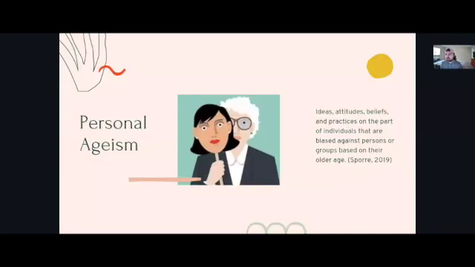So, first, we have personal ageism, which is ideas, attitudes, beliefs, and practices on the part of individuals that are biased against a person or group based on their older age. I think for this, it's just you as an individual, your own personal bias toward people that are older than you. But also, for people that are older than the age of 40 that fall inside this ageism category, it's their personal feelings toward themselves, is another way to look at it.